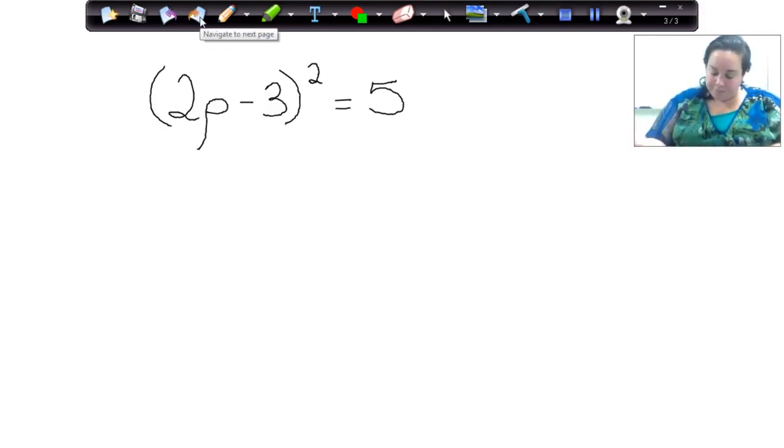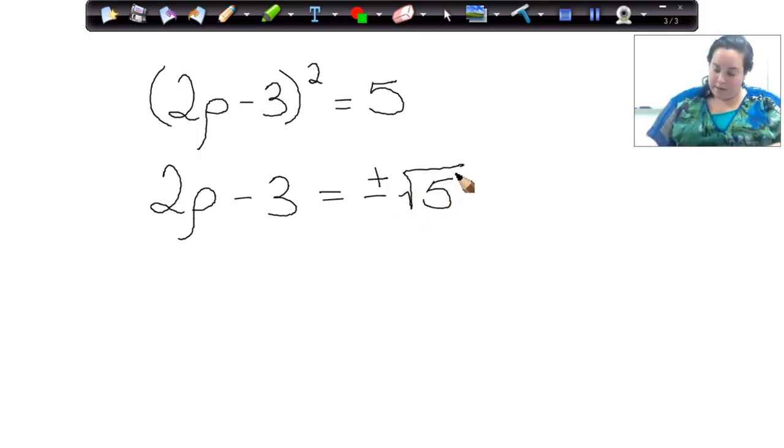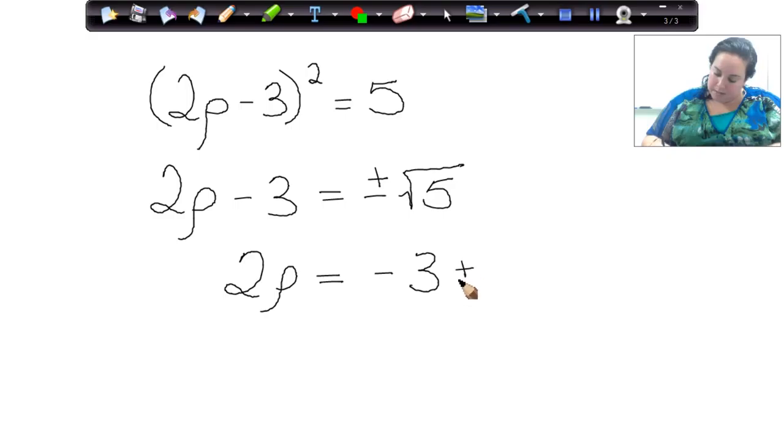All right, last one. 2 rho minus 3 squared equals 5. Again, we're going to take the square root so that we can get rid of that radical. So 2 rho minus 3 equals plus or minus the square root of 5. Great. Now we're going to subtract 3 from both sides. 2 rho equals negative 3 plus or minus the square root of 5.